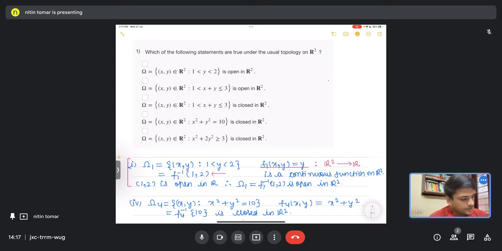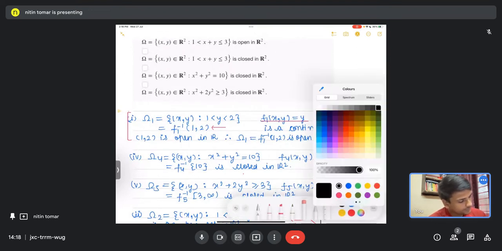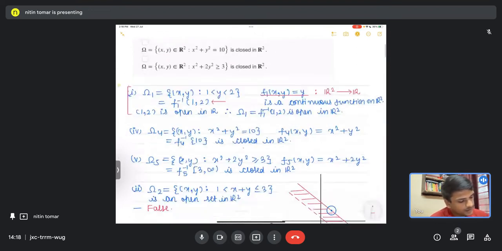Similarly, for the fourth and fifth options, we can define the appropriate function and use similar facts to prove that these statements are indeed true. So the first statement is true. Now if we look at the fourth set, omega 4, which I have denoted (x, y) such that x square plus y square equal to 10, is closed in R2.